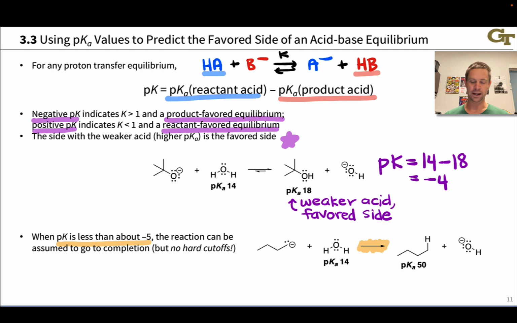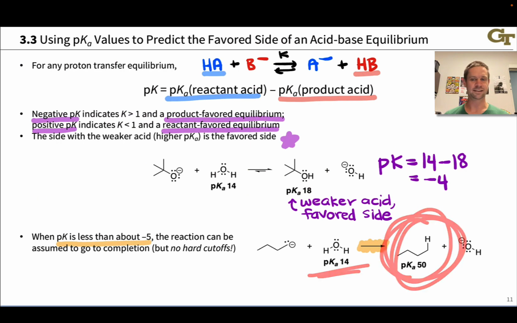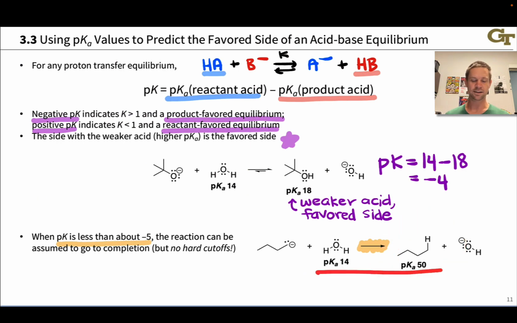So here, for example, we have an insane difference in pKa, with the product acid much, much, much weaker than the reactant acid. Because of the huge pKa difference here, this reaction goes to completion in the forward direction. And I would say that the first example we looked at is kind of a marginal case, where the reverse reaction is a little bit important to consider. And as a general guideline, no hard cutoffs. You don't want to use this as a hard, draconian cutoff.